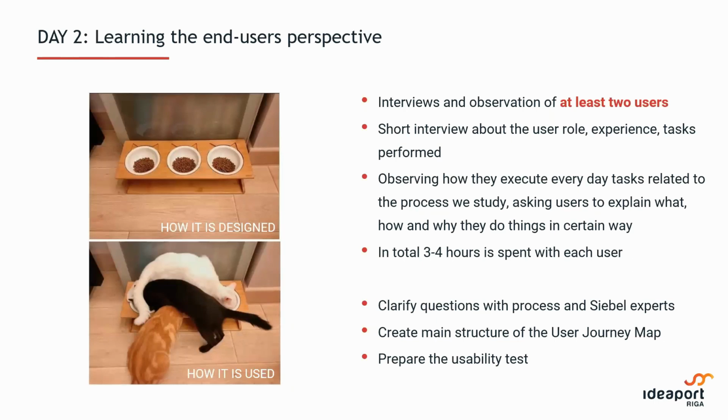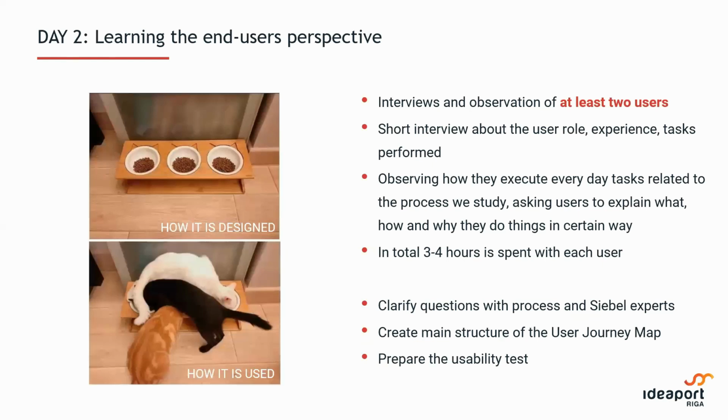Then, after we've done this observation part, the user research with these two users, we perhaps have quite a lot of questions back to the process and Siebel experts, so we go and talk to them. And then we also create the main structure for the user journey map, because we have validated it to a large extent with these users.